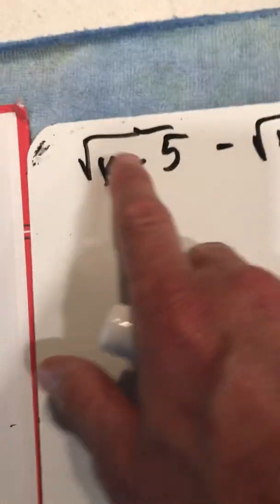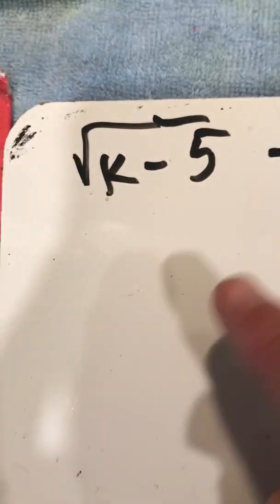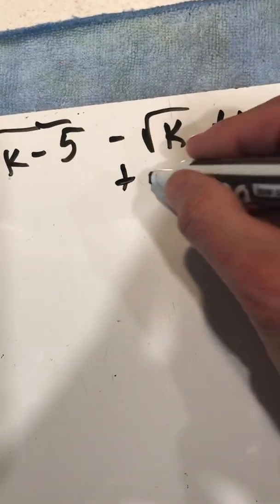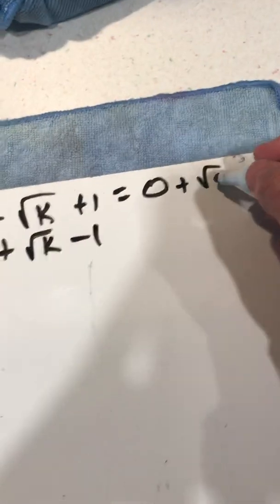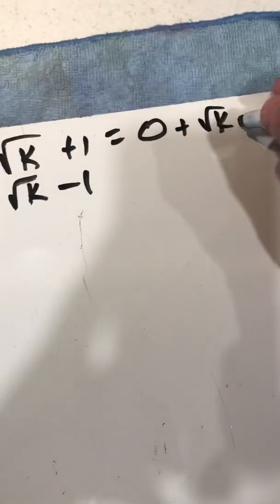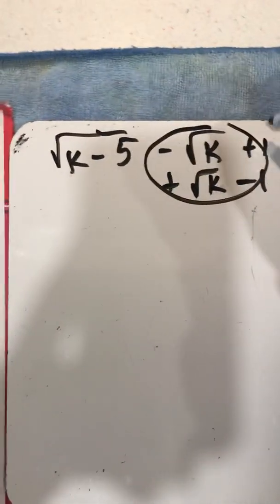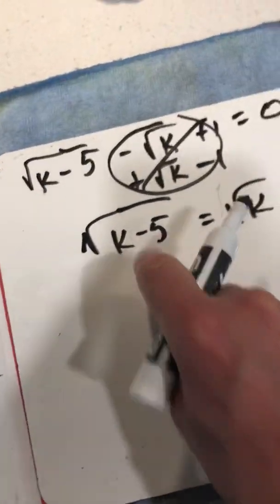Same logic, though. To get rid of this square root, we're going to have to square that term only. So to square that term only, we got to get it all alone, which means we're going to add radical k and subtract 1. Add radical k to each side. And subtract 1. Those cancel. So now you have square root of k minus 5 equals square root of k minus 1. Right? This is all alone now.